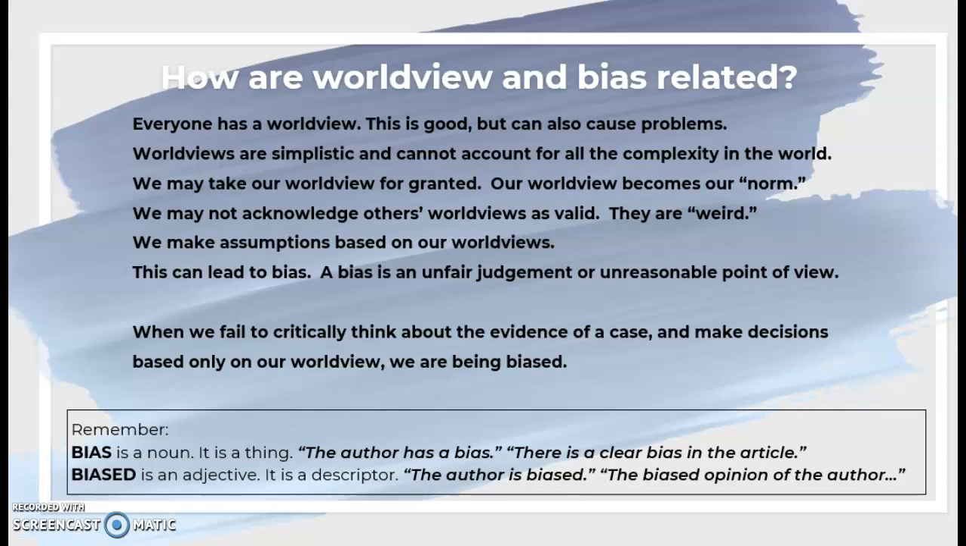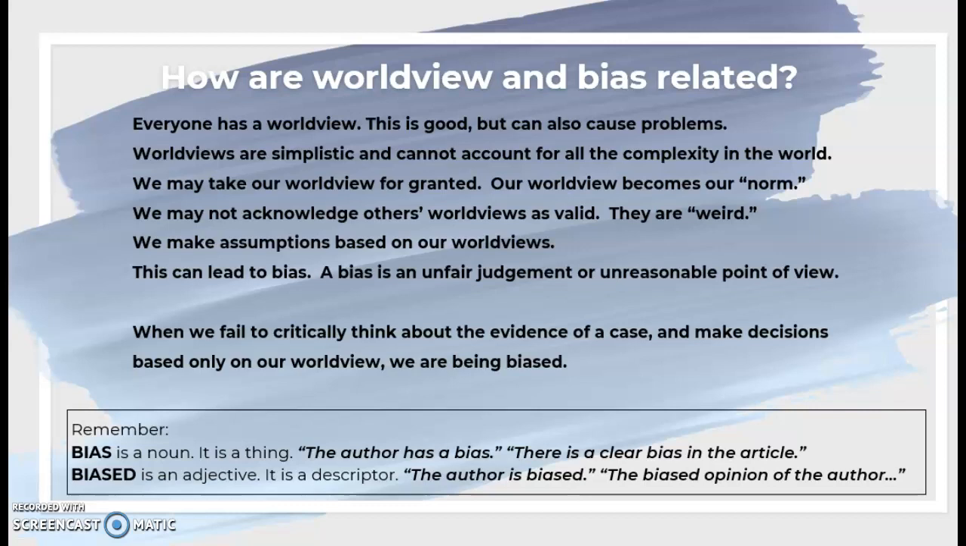We also have to avoid making assumptions based on our worldviews, because that can lead to us being biased, right? Bias is when we are unfairly looking at only one side of a story or an issue instead of objectively weighing both sides of the issue or looking at all of the points of view. So we want to avoid bias as much as possible. When we fail to think critically about the evidence, and when we only use our worldview to inform our decisions, then we are being biased.